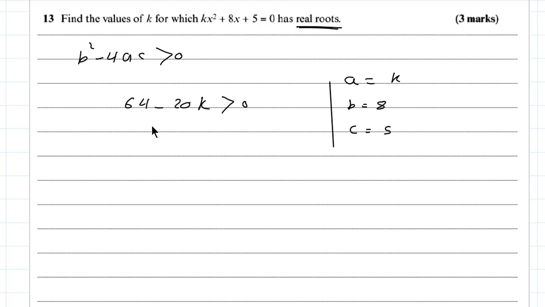So we can say 64 more than 20k. Dividing by 20, k is less than 64 over 20, which will be 16 over 5, or 3.2. Note that the question said real roots, so we can accept one root or two roots, so we can put more than or equal to 0 here. So the answer should be k is less than or equal to 3.2.